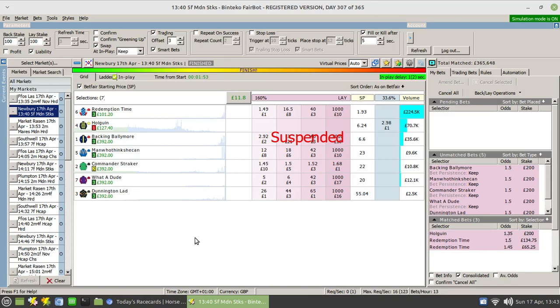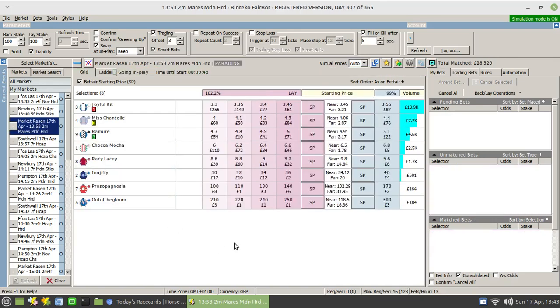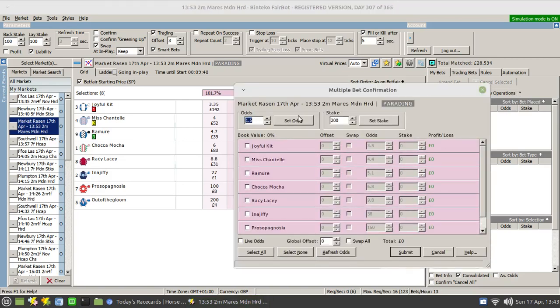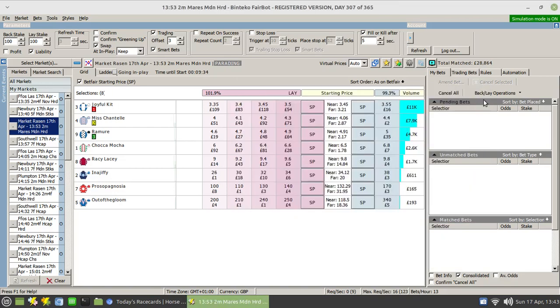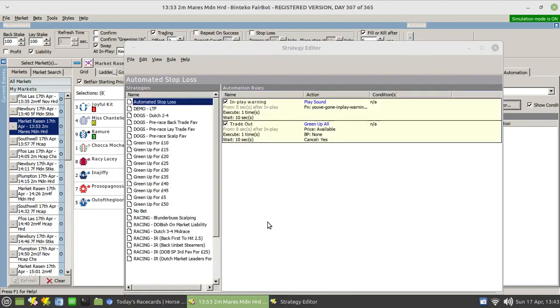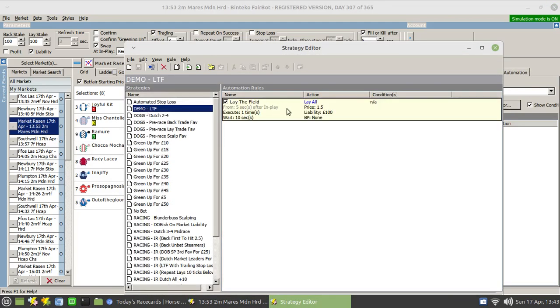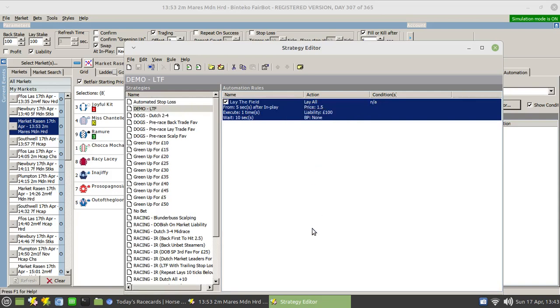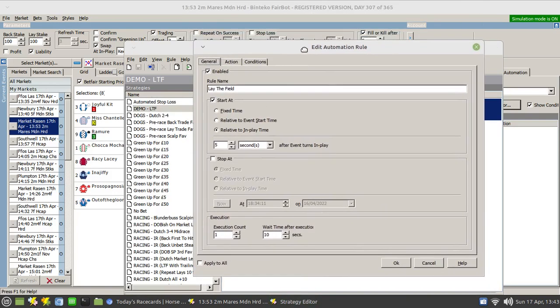Anyway, that's how you go about setting up lay the field manually. We can of course do it with a strategy, and lay the field is clearly an easy strategy to set up. So rather than coming up here and fiddling around with all these settings here, we can set up a strategy, and I've actually already done that. If we switch to automation, go to strategy editor, I've set up a demo LTF, and this rule here essentially does exactly the same as I did earlier on. Okay, lay the field. It's going to go in 5 seconds after the race starts. I could easily have done it before.